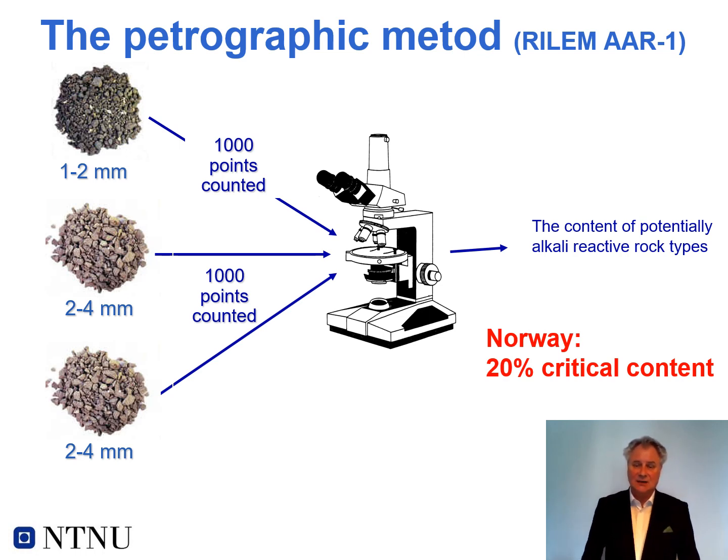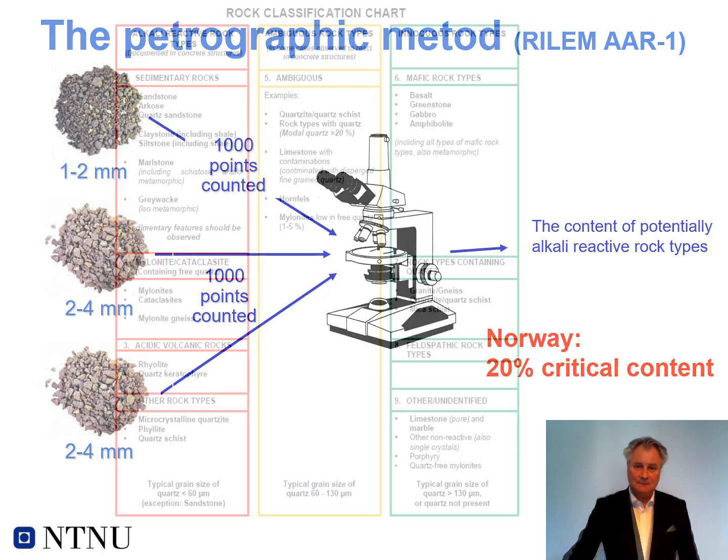If you have a natural aggregate, that could be a combination of different aggregates or rock types. If you have crushed rock, it could be just one rock type and so on. But you are measuring and assessing what kind of aggregates you have. In Norway, we have a critical content of 20%. If you have a natural aggregate and you get less than 20% reactive aggregates, then it's okay. However, if it's more than 20%, you have to regard your aggregate as reactive. So this is the first step in your assessment.